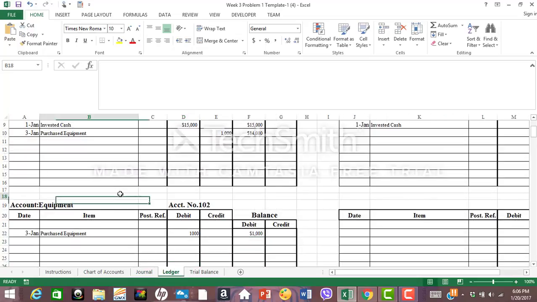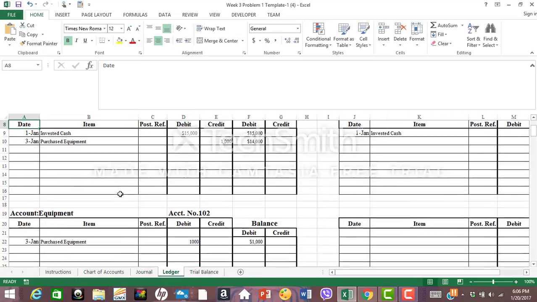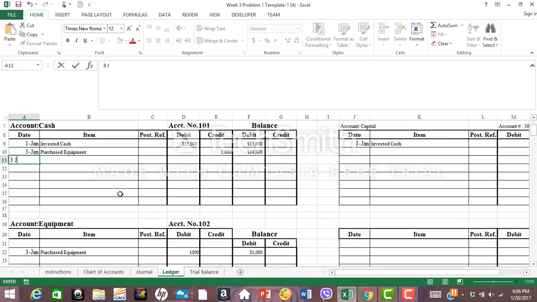Let's go to the cash account, 3rd of January, and say drew money. We credit $2,000 here. The new balance of cash is 14,000 minus your credit over here, which is 12,000. And then you go over here, capital. I wish I would have done this accounts payable, but I'll do it over here on the left hand side.